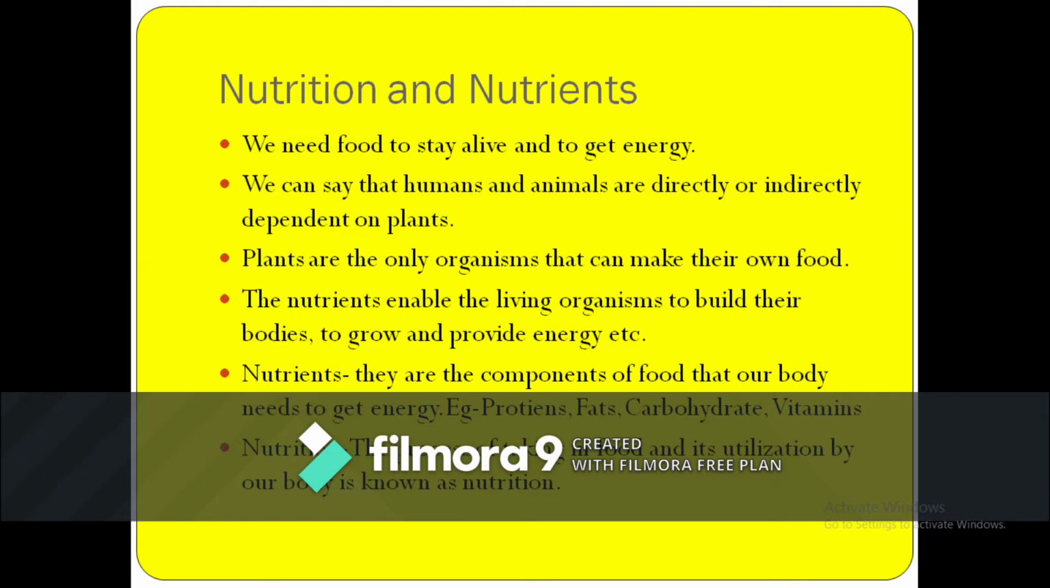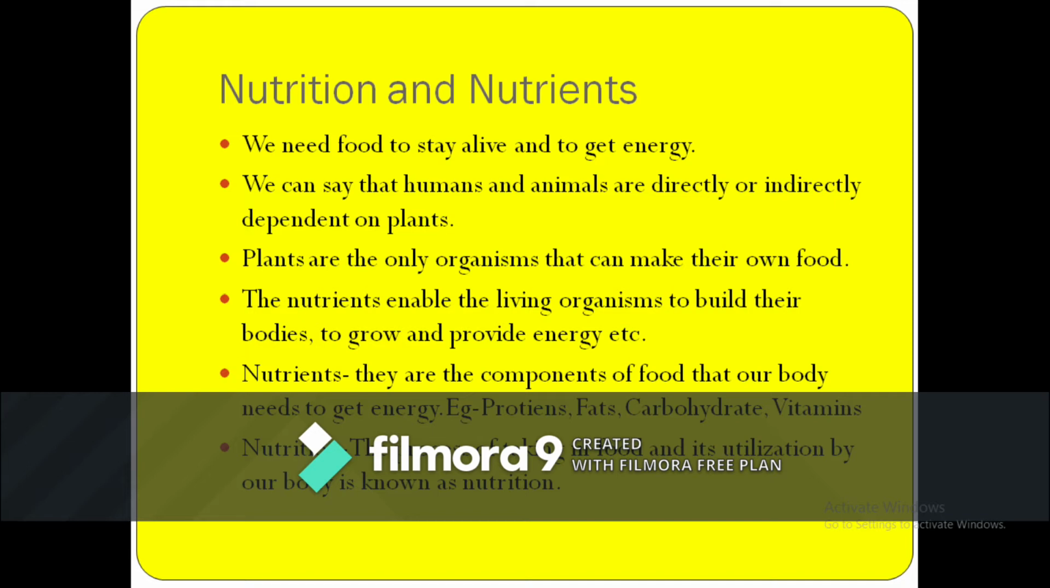Nutrition and nutrients. We all know we need food to stay alive and to get energy. We can say that humans and animals are directly or indirectly dependent on plants. Plants are the only organisms that can make their own food. The nutrients enable the living organisms to build their bodies, to grow and provide energy. This energy, from where do we get? From the nutrients. Here by nutrients I mean the components of food that give us energy, for example, proteins, fats, carbohydrates, vitamins, etc.